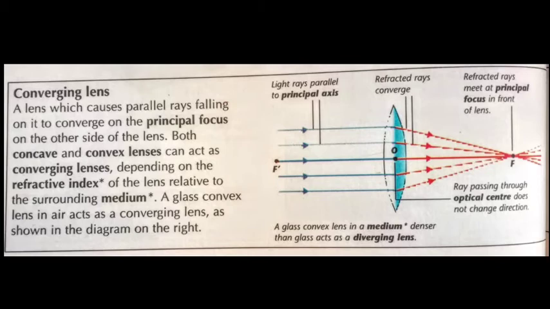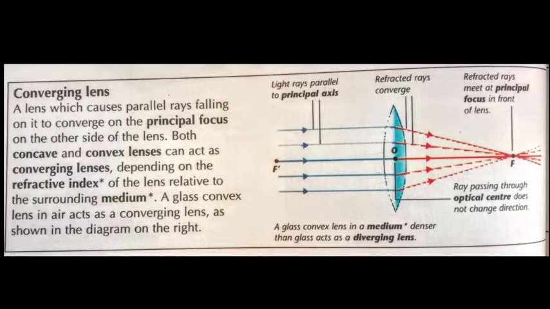What is the converging lens? A lens which causes parallel rays falling on it to converge on the principal focus on the other side of the lens. Both concave and convex lenses can act as converging lenses depending on the refractive index of the lens relative to the surrounding medium. A glass convex lens in air acts as a converging lens, as shown in the diagram on the right side.